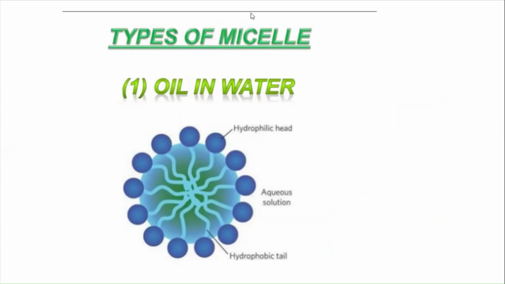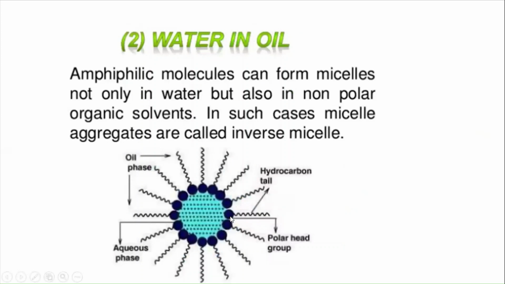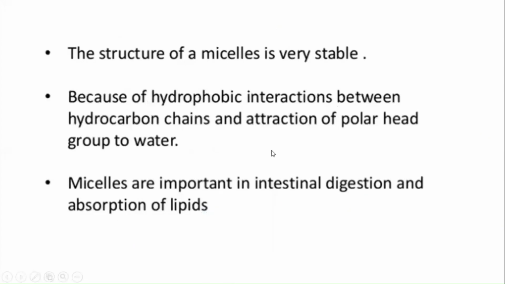So now coming to oil in water, you can see again the hydrophilic head will be outside and the hydrophobic part will be inside. Same way, if I say water in oil, it is going to be the opposite. The polar head will be inside, facing the fatty acid tails outside, just the opposite. Now the structure of micelles is very stable because of hydrophobic interactions between the hydrocarbon chains and the attraction of the polar head group to water. This is the reason why micelles are very stable.